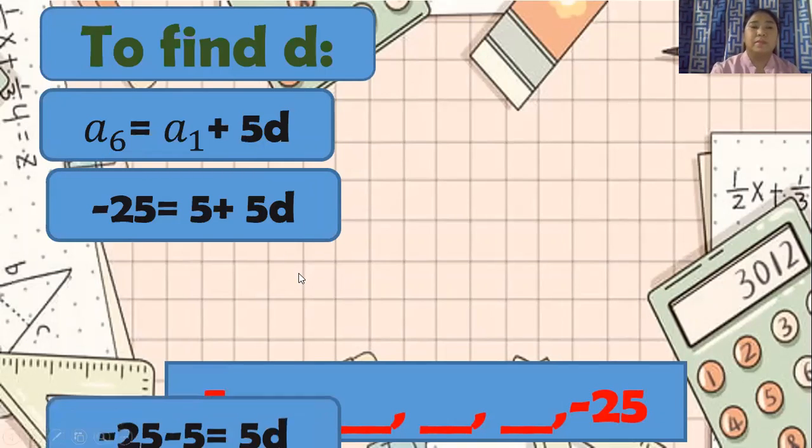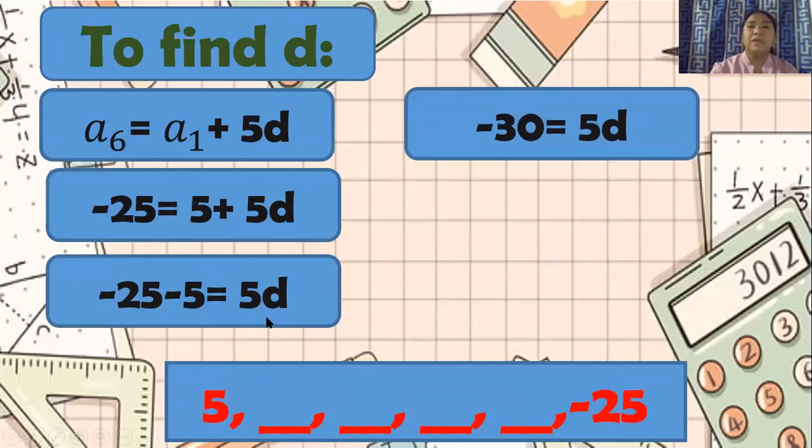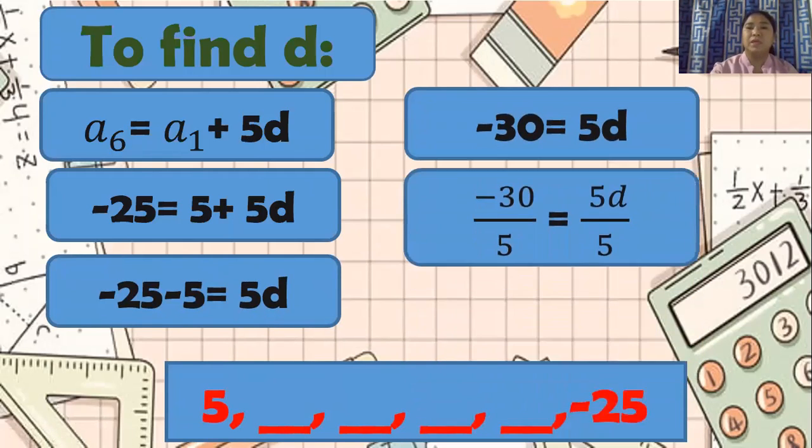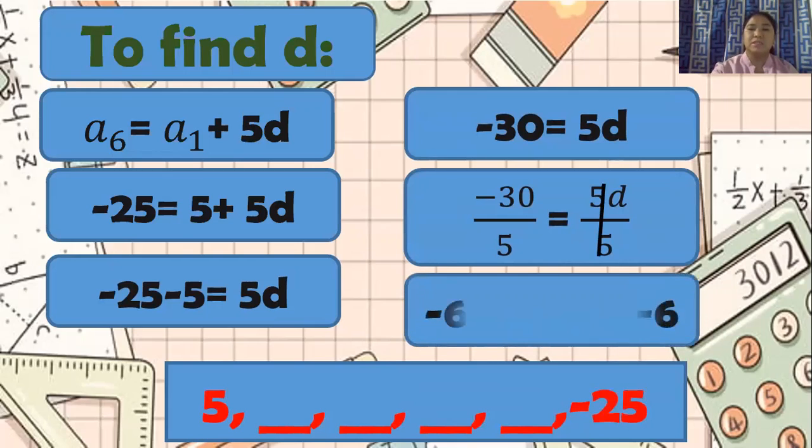Next, we're going to get the additive inverse of 5, so it becomes negative 25. Negative 25 minus 5 is equal to 5d. Therefore, negative 30 is equal to 5d. So negative 30 divided by 5. Bakit divided by 5? Para makancel natin yung 5. Therefore, the difference is negative 6. So d is negative 6. Yan yung number na i-add natin sa first term para makuha ang second term.